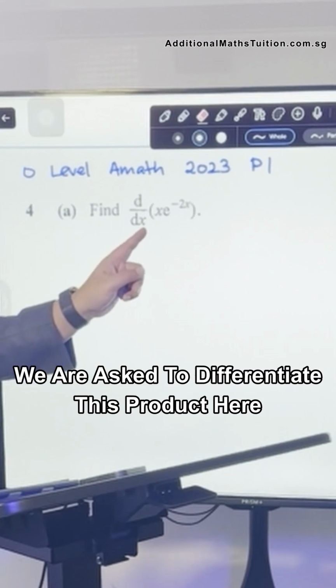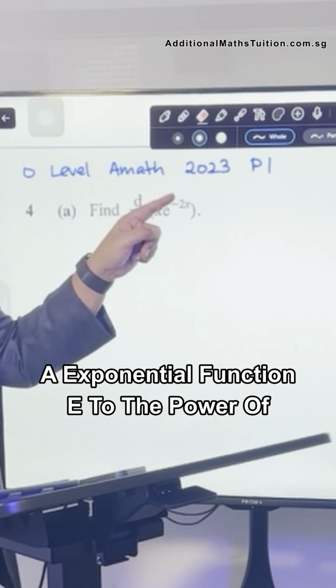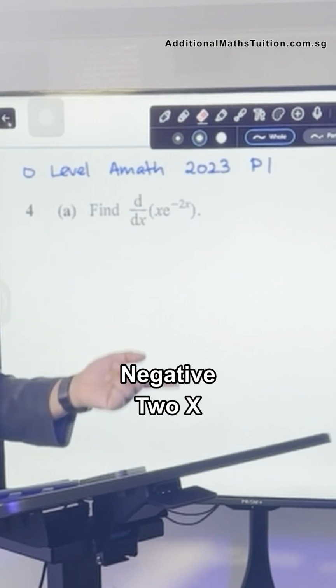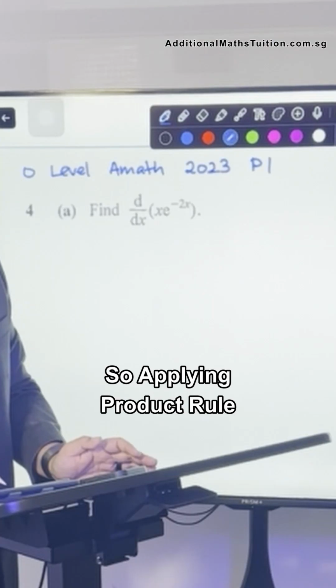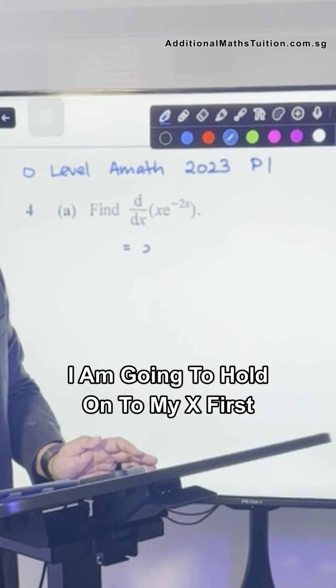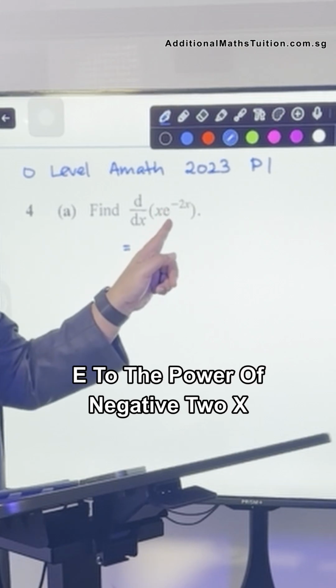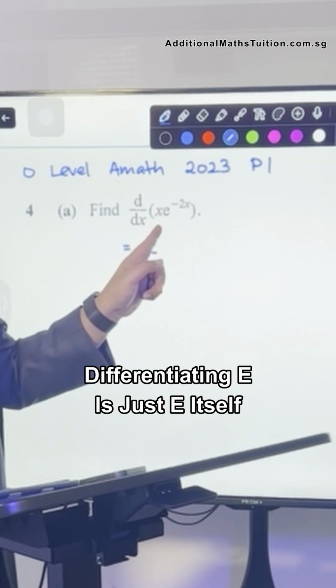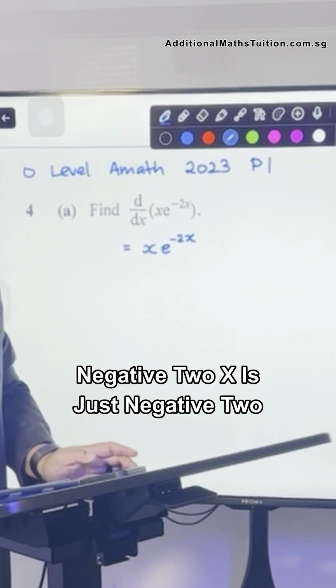Okay, we're asked to differentiate this product here. This is an expression made up of x times an exponential function e to the power of negative 2x. Because of that product, we are required to use product rule there. So applying product rule, I'm going to hold on to my x first. Okay, hold on to my x, then differentiate your e to the power of negative 2x. Differentiating e is just e itself, okay, and then differentiating the power negative 2x is just negative 2.